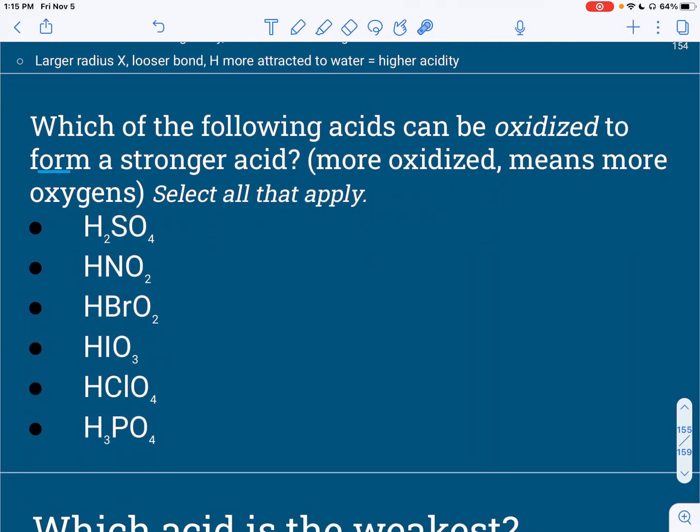So which of the following acids can be oxidized to form a stronger acid? More oxidized means more oxygens. So we're going to look for ones that could include more oxygens here. H2SO4 has the maximum number. HNO2 could be HNO3 as well. HBrO2 can be O3, O4. And then this one can be O4. So if they have 4, they're kind of tapped out. So those 3 can be more oxidized.